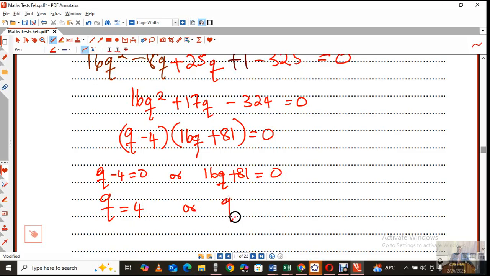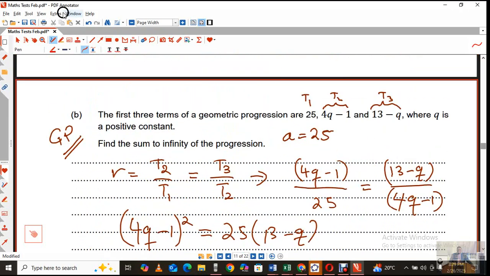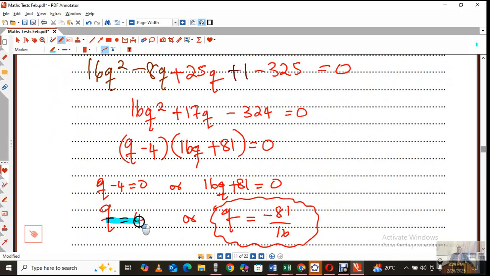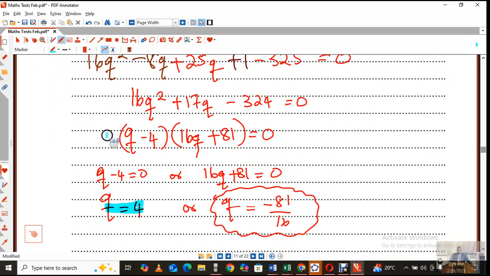Here is the problem with this answer. This q is going to be minus 81, take it over, divide by 16. This one here is a little bit tricky. The reason is they give you a hint in the step right there at the beginning, and you should not take these things for granted. The q is a positive constant. So because q is a positive constant, this is the value of q that we are looking for. Does that make sense to you?